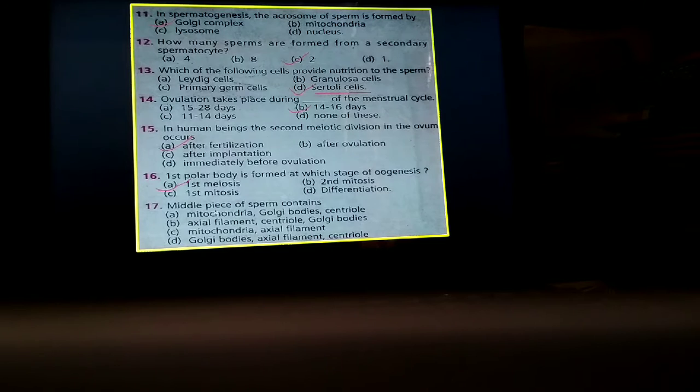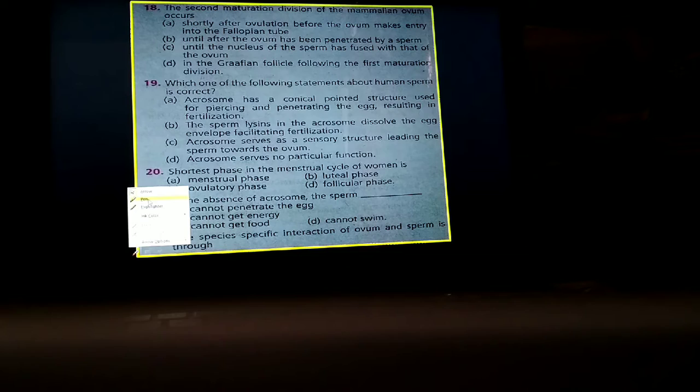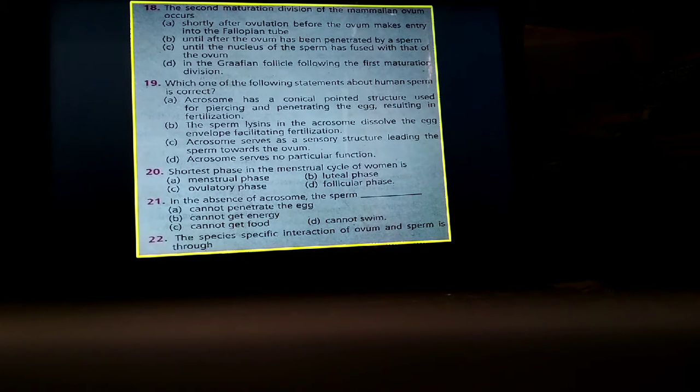Question number 17, the middle piece of a sperm contains mitochondria and axial filament, that is option C. Next, question 18, the second maturation division of the mammalian ovum occurs, it is option B, until after the ovum has been penetrated by a sperm. Question number 19, which one of the following statements about human sperm is correct? So option B is the correct option. The sperm lysins in the acrosome dissolve the egg envelope, facilitating fertilization.